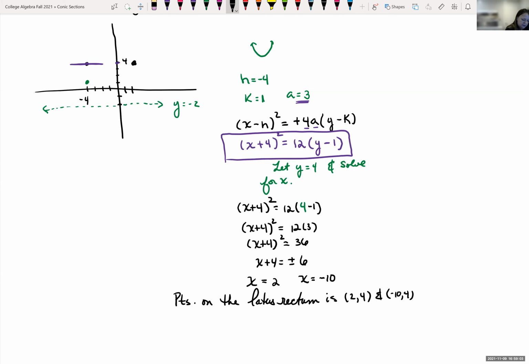And the vertex is at (-4, 1). Okay, and so this is where our vertex is, and the parabola goes like this.